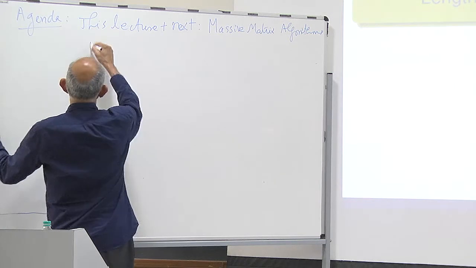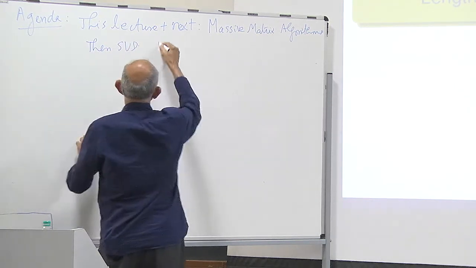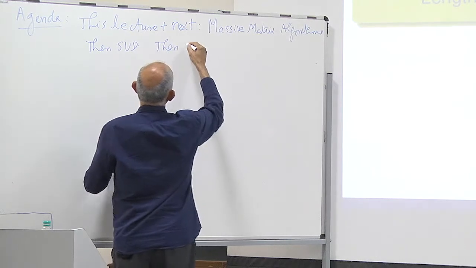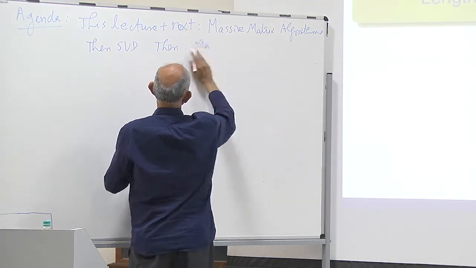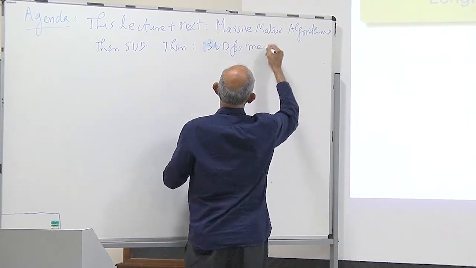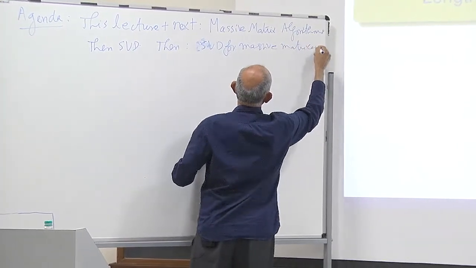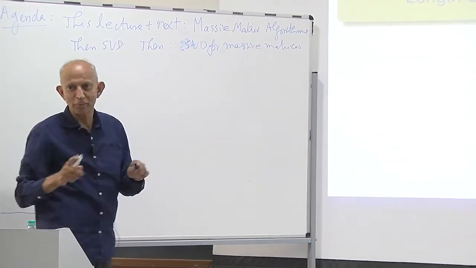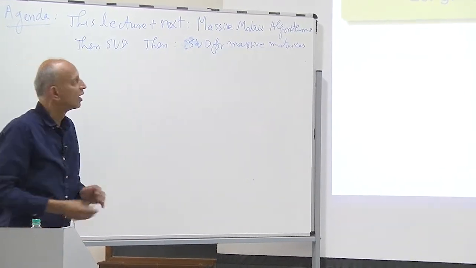Then SVD. Then the SVD for very large matrices. We'll define what massive matrices are. It's like big data, but we'll define that.